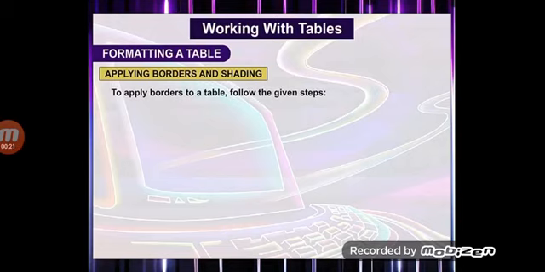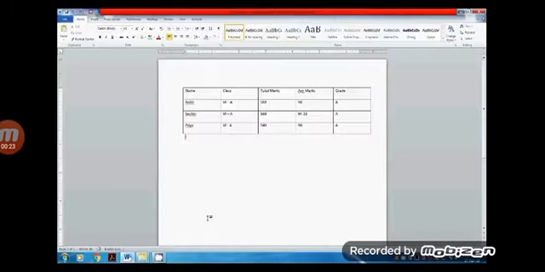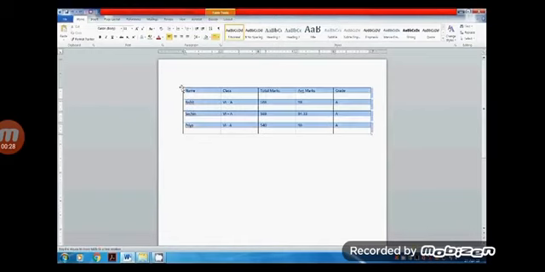Next topic is applying border and shading. To apply border to a table, follow the given steps. Select the entire table or the cell whose border or shading has to be changed. Click the Design tab under the Table Tools.